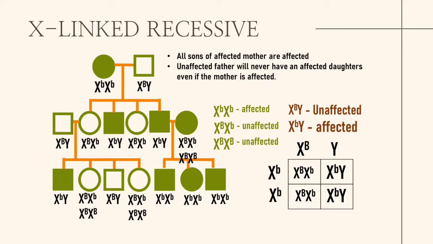Wherein all sons of affected mother are affected, okay? And then, unaffected father will never have an affected daughter even if the mother is affected. Pero dito sa case natin kasi, kaya nagkaroon tayo ng 100% probability of having affected is that meron tayong affected father. Okay, sinasabi lang naman dito, unaffected father will never have an affected daughter. So, dahil nga meron tayong affected father, that's the reason why nagkaroon tayo ng 100% probability of having affected child. Okay? So, that is X-linked recessive.